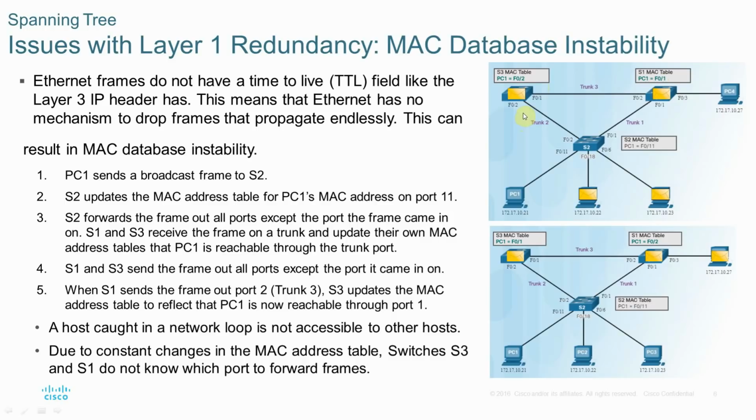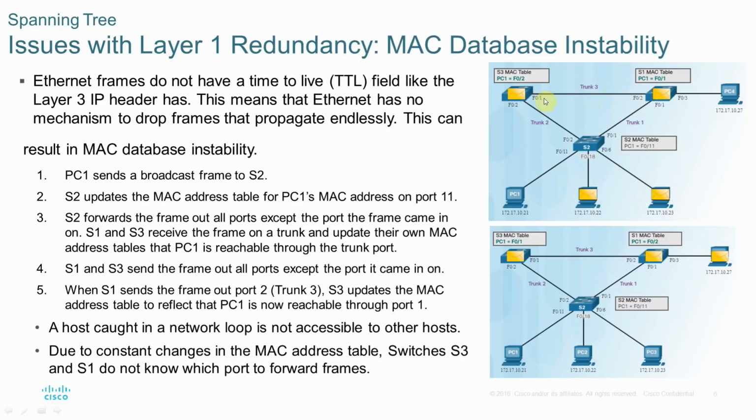So when switch 1 and switch 3 send the frame out all the ports except the port it came in on, suppose switch 3, it will forward this frame on this link, and this one will also forward this frame on this link and this link. Did you get me? When switch 1 sends the frame out of port 2, the trunk port, FA02, trunk number 3, switch 3 updates the MAC address table to reflect that PC1 is now reachable through this port FA01.